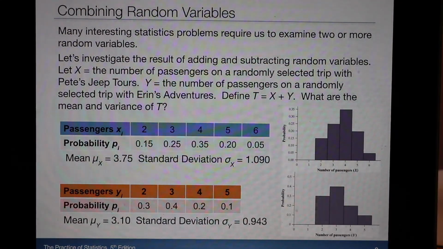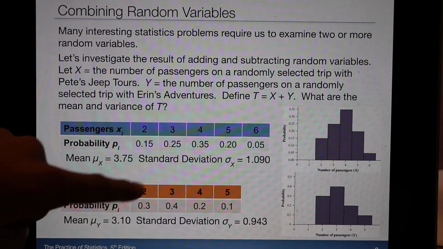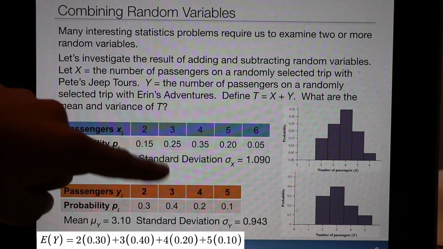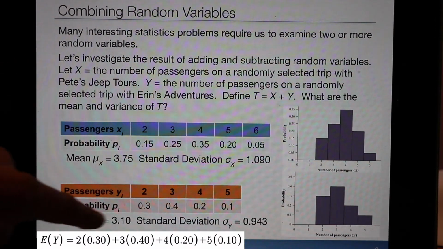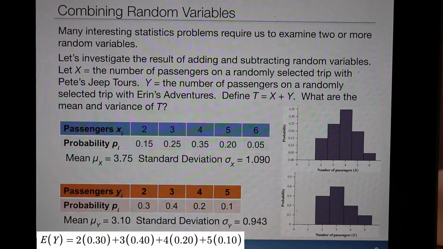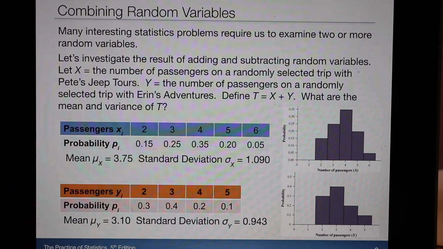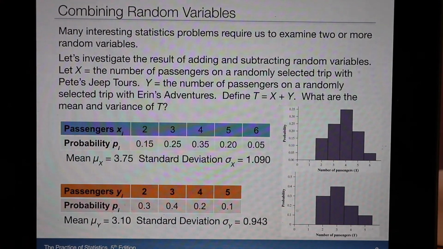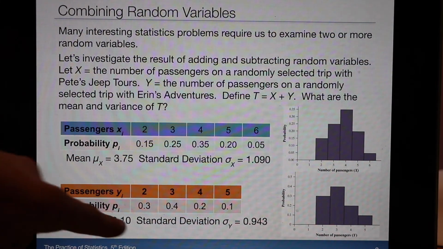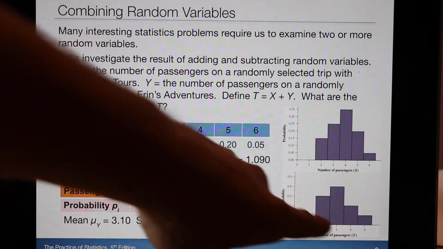Aaron's is a little bit different. If we were to take each value times its probability, add it to the next one times its probability, so on and so forth, the expected value for Aaron's Adventures is 3.1, and the typical deviation from that is 0.943. So on Aaron's Adventures, after many, many adventures, the average number of passengers on those adventures is 3.1. And then here's our distribution for Aaron's Adventures.